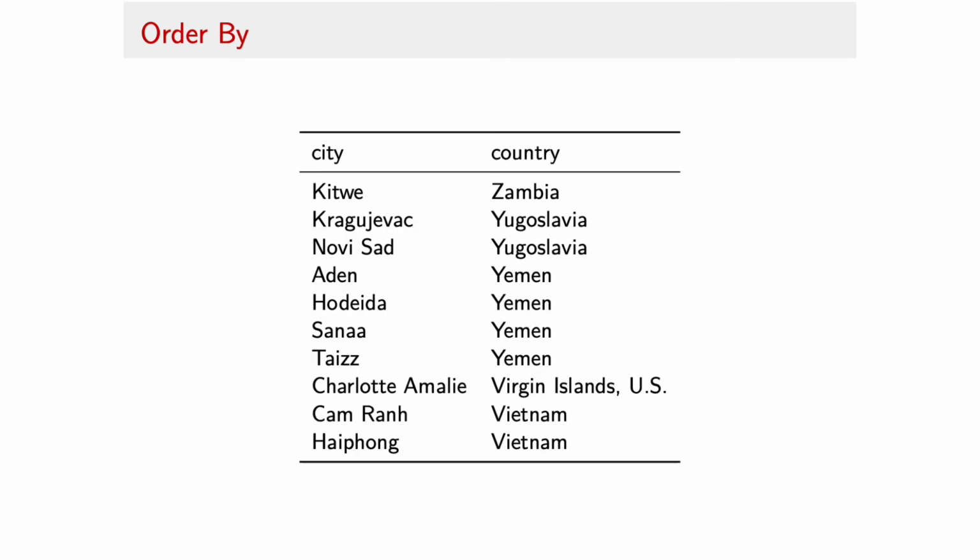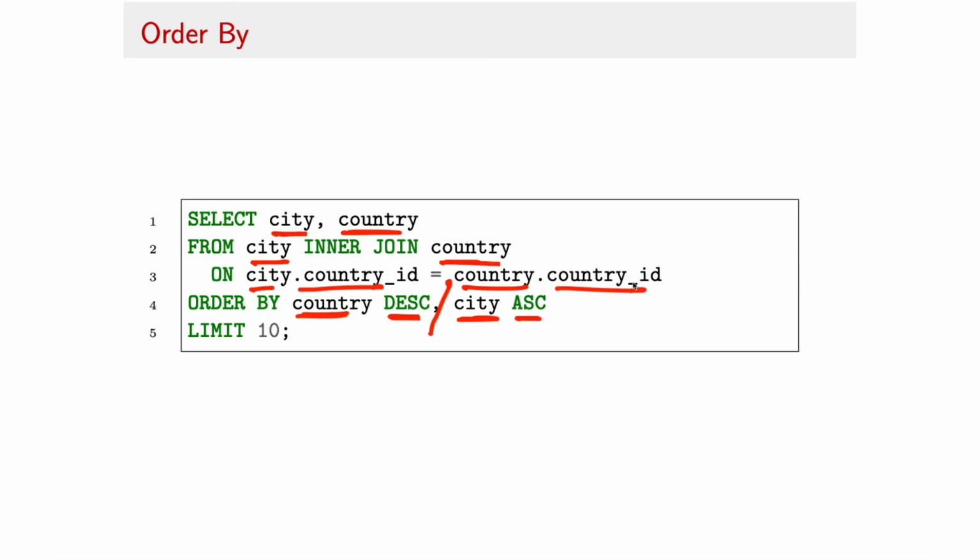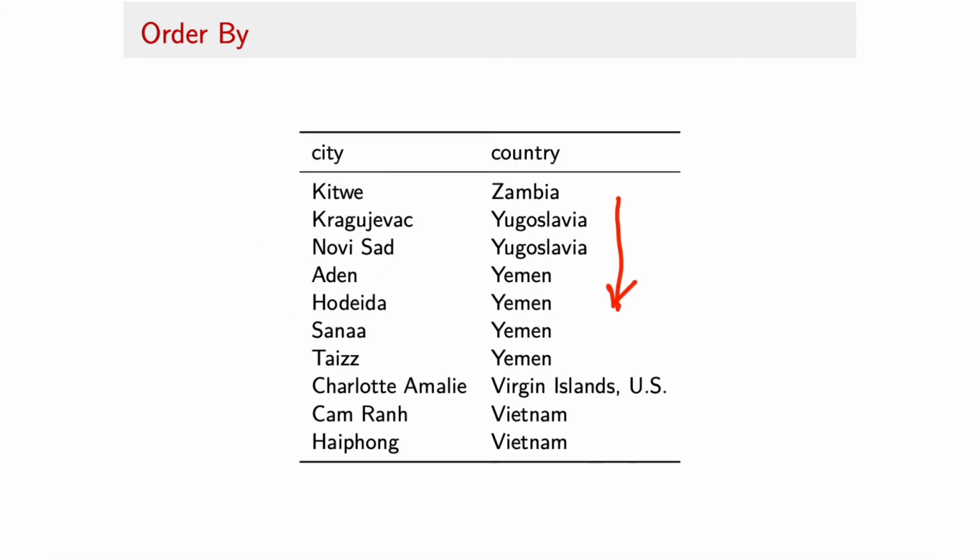So we can see here that we've got countries that are sorted in reverse alphabetical order because we've got country descending. And within each country, we've got the cities. So here's a bunch of cities that are in Yemen, and you can see that those are sorted in ascending alphabetical order. And then here in Vietnam, we've got a couple of additional cities, and those are also sorted in ascending alphabetical order, even though the countries themselves overall are sorted in descending alphabetical order. So you can mix and match the columns and the sort orders to meet your requirements.